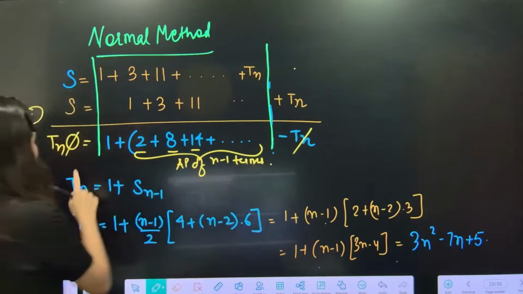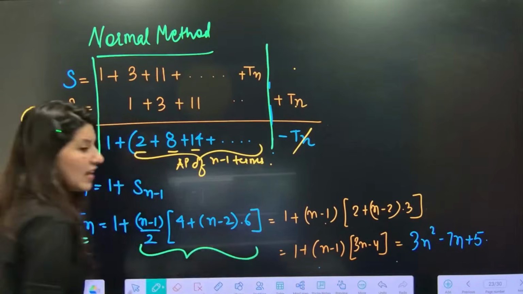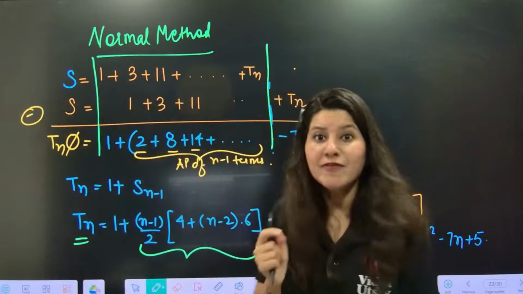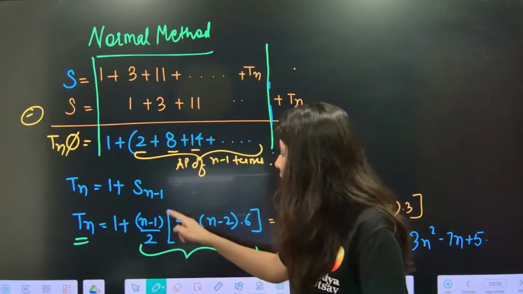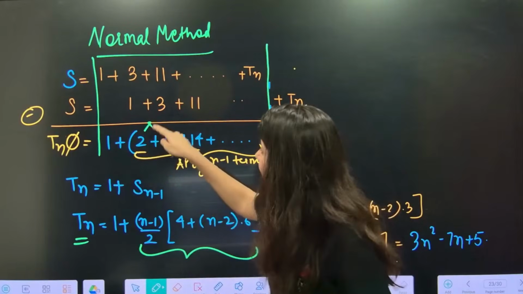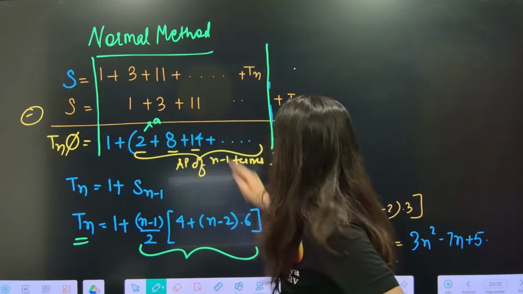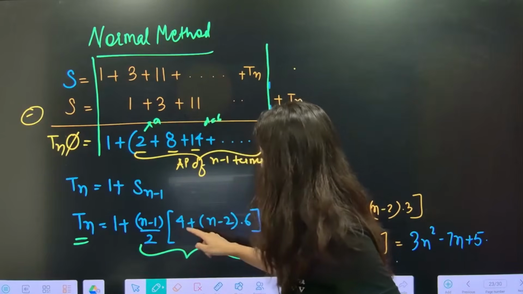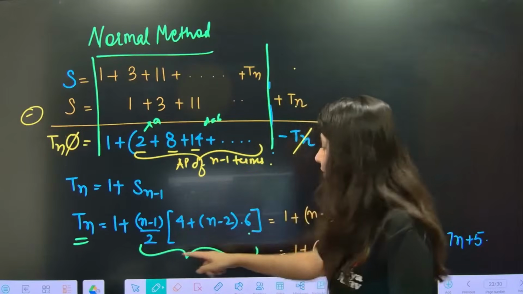Okay, so Tn will be equal to 1 plus the arithmetic progression of n minus 1 terms sum formula. So it is n by 2, but right now n minus 1 by 2, times 2a plus (n minus 1)d. This is your a: a is 2 and d is what? Tell me. d is 6. So just put the values in: 2a plus (n minus 1)d. Okay, so this is your Tn.